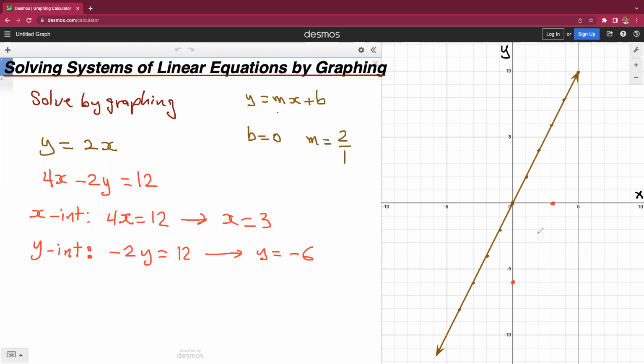Okay. So from here I'm going up 1, 2, 3, 4, 5, 6, and over 1, 2, 3. So I could do the same thing, go up 6 and over 3. And I could go down from here 6 and over 3. And therefore now I'm going to graph this line. It goes like this.